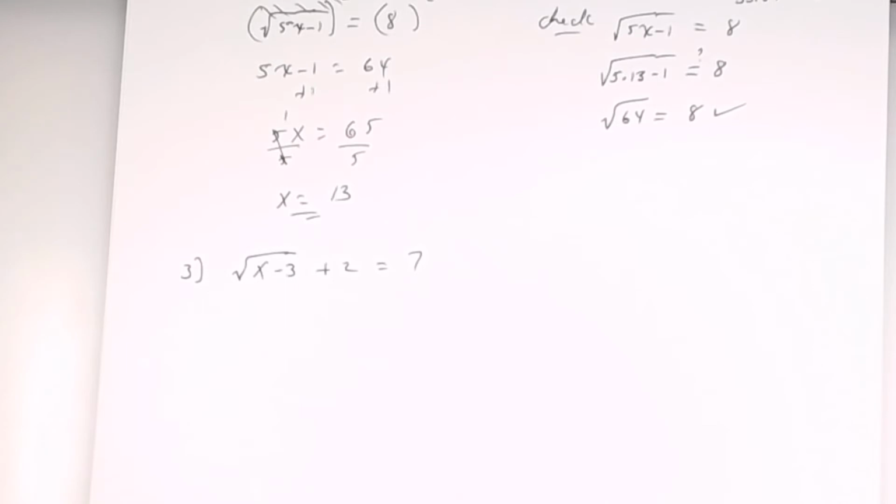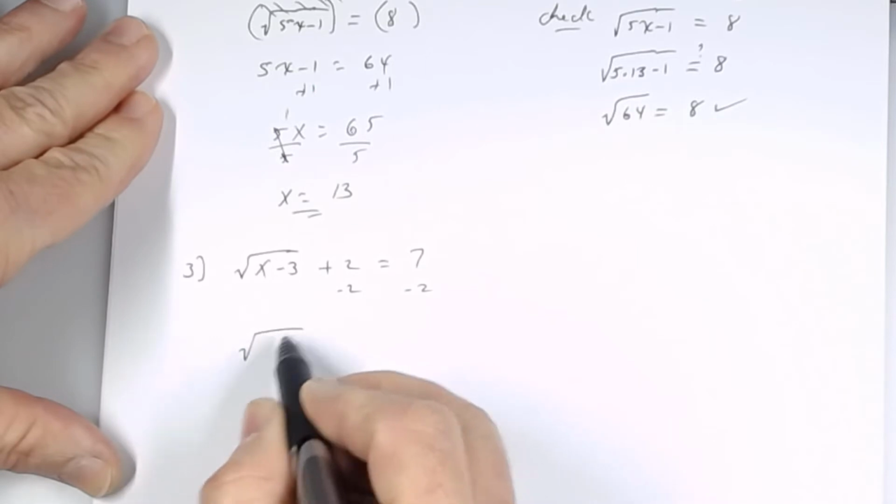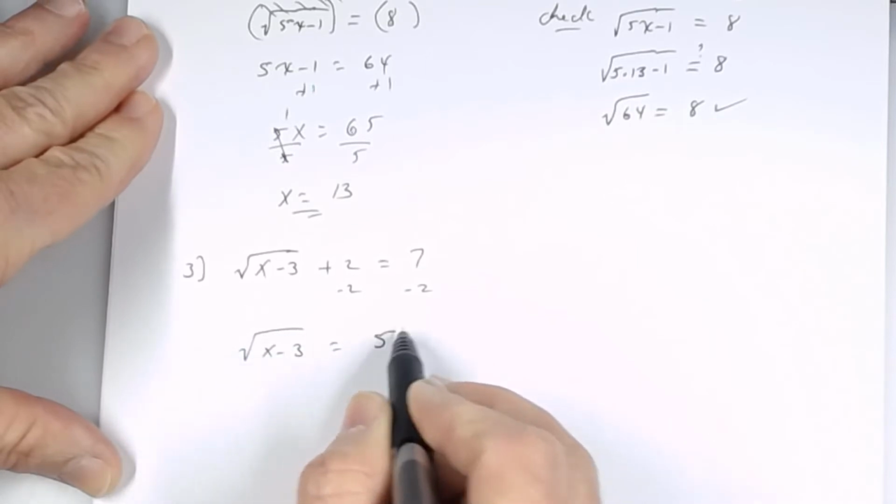Yeah, so you got to isolate the radical, right? So the square root's not by itself. What term's on the same side with the square root? 2, the constant. So we got to subtract 2 from both sides. So when I subtract 2 from both sides, I'm going to get the square root of x minus 3 equal 5.